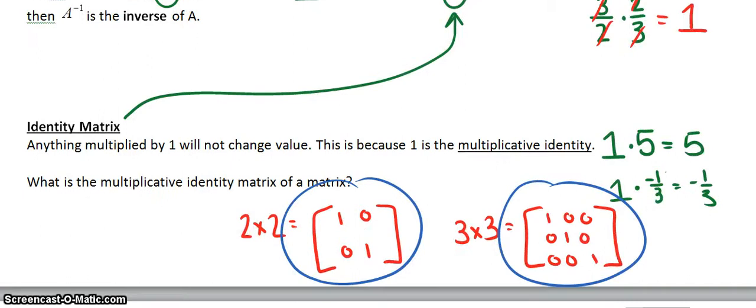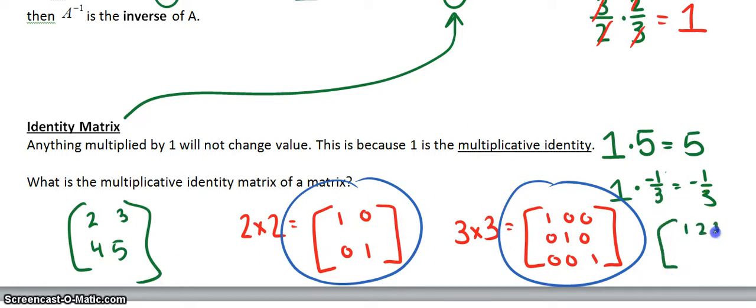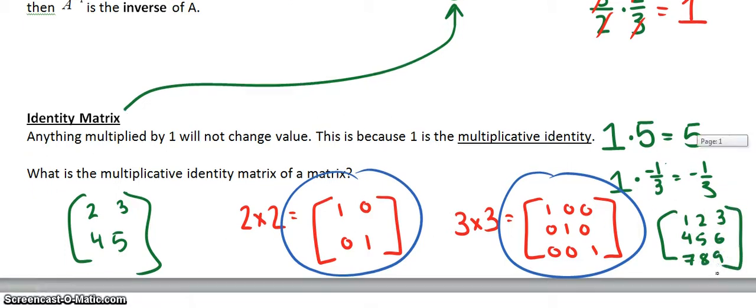Okay, if you want confirmation of it, here's a 2 by 2 matrix: 2, 3, 4, 5. Multiply this by this and see if it changes. Okay, a 3 by 3 matrix can be like this. That is a 3. Multiply it by the identity and see if it changes. So do like 1, 2, 3, 4, 5, 6, 7, 8, 9. Multiply it with this. You can do either way, and it should stay the same because it's the identity.